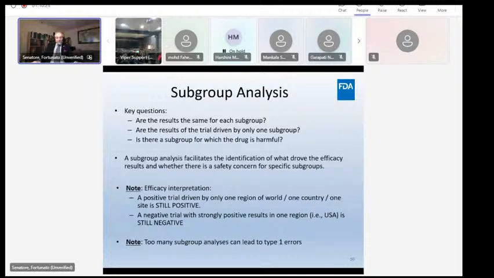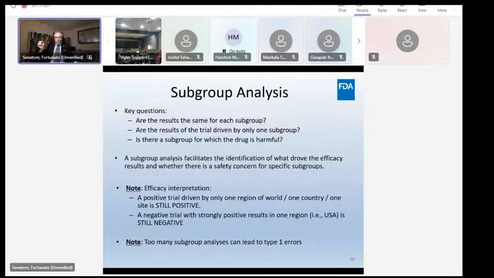A negative trial with a strongly positive result in one region is still negative. So if the trial was negative, but one section of the world showed highly positive results, it is still a negative study. Now, too many subgroups can cause a type 1 error. It's like you want to throw a dice and you want to hit a 7. And if you throw the dice twice, the chances of hitting 7 are not so high.